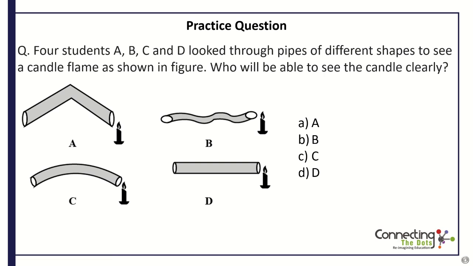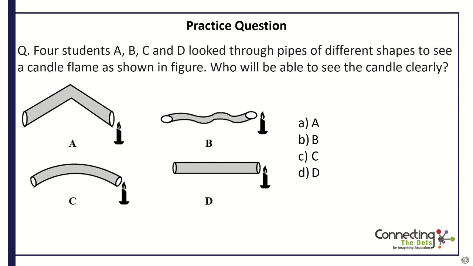Now that we have understood the various properties of light, the luminous and non-luminous objects, and the classification of objects such as opaque, translucent, and transparent objects, let's go to a practice question. Four students A, B, C, D looked through pipes of different shapes to see a candle flame as shown in the figure. Who will be able to see the candle clearly?